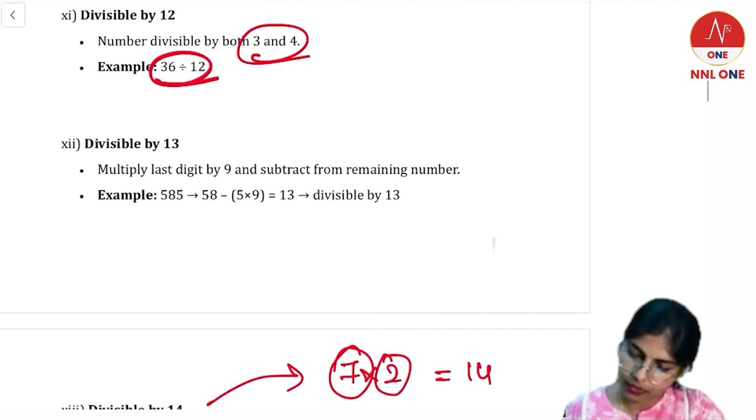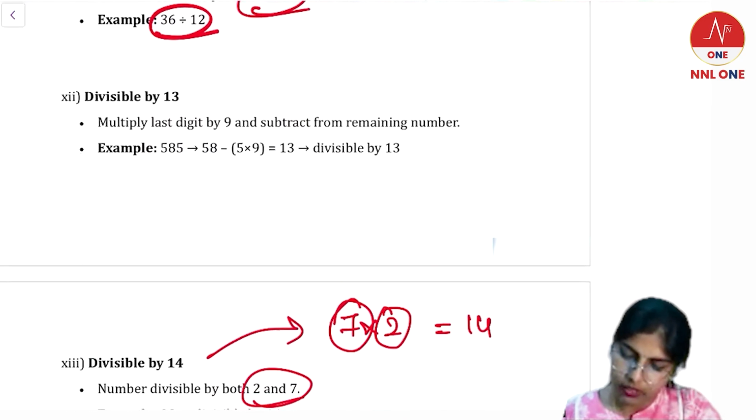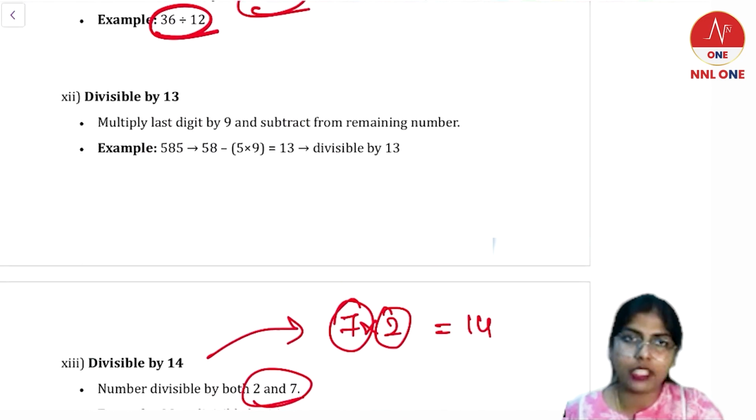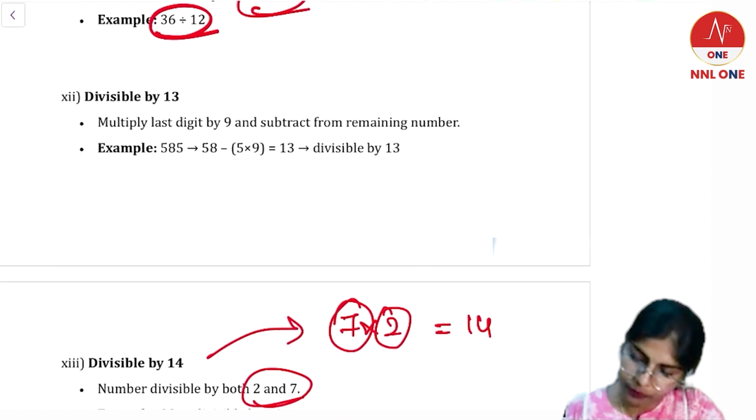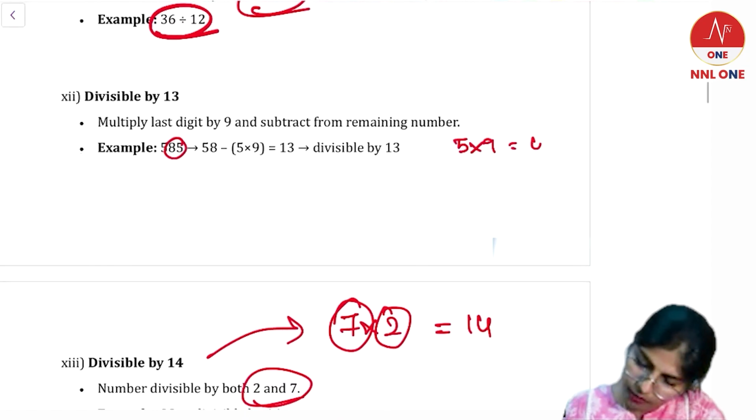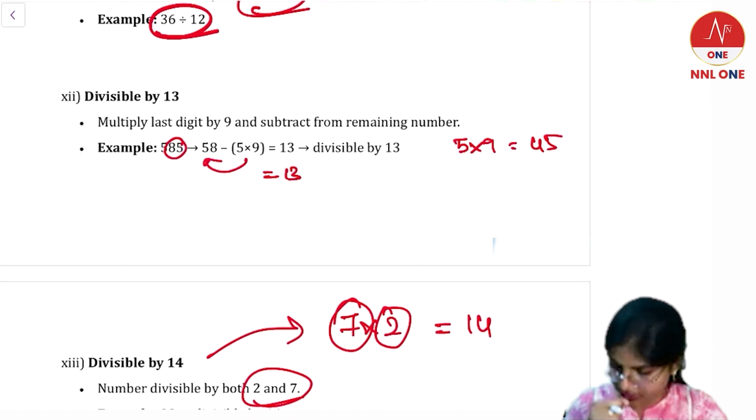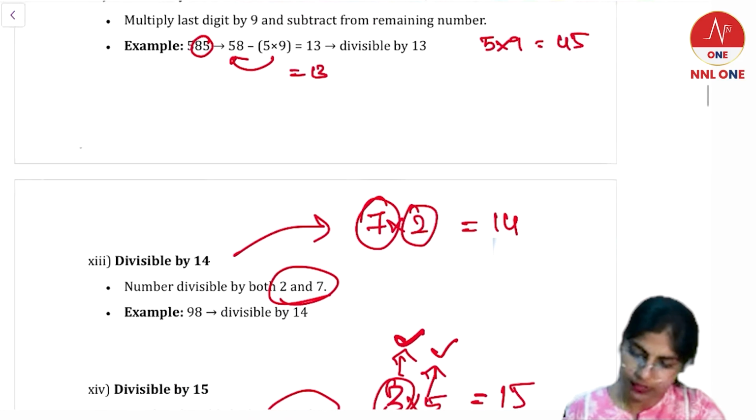Next, the divisibility rule of 13. For the divisibility rule of 13, we have to multiply the last digit by the number 9 and subtract it from the remaining number. The last number is 5. 9 5s are 45. 58 minus 45 is 13. So 13 is divisible by 13.